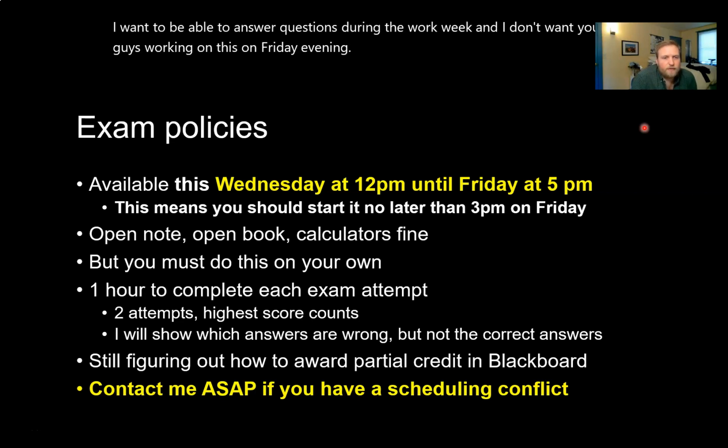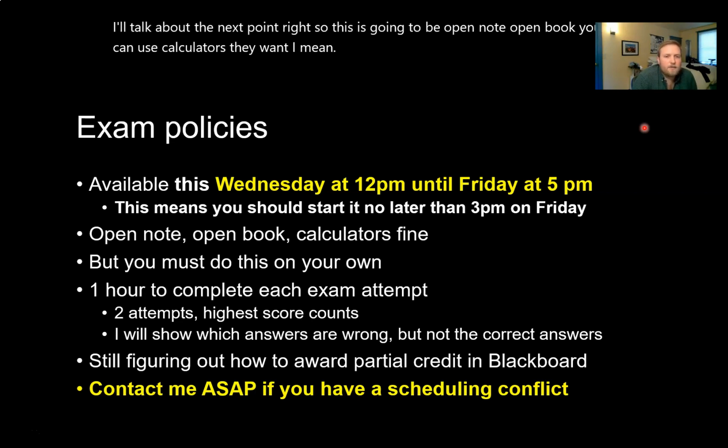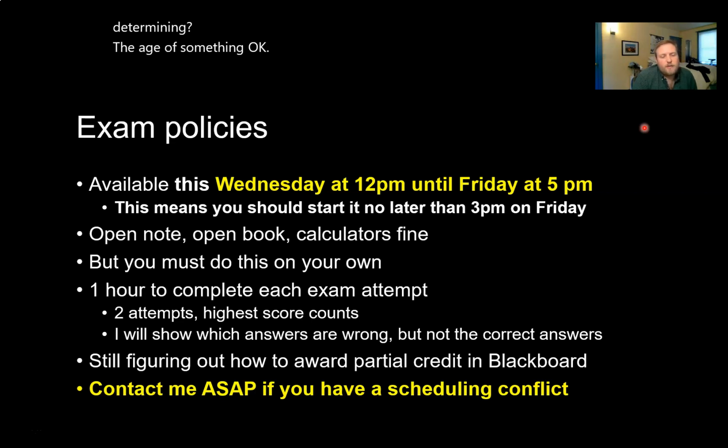I'll talk about the next point, right? So this is going to be open note, open book. You can use calculators. Any of those tools are fine, right? I'm not going to be asking you to do really hard math at all, but there may be a math question about radiocarbon dating for determining the age of something, okay? The trick, though, is that you need to be doing this on your own, right? You cannot work with others, and you will sign an honor code agreement testifying to that.